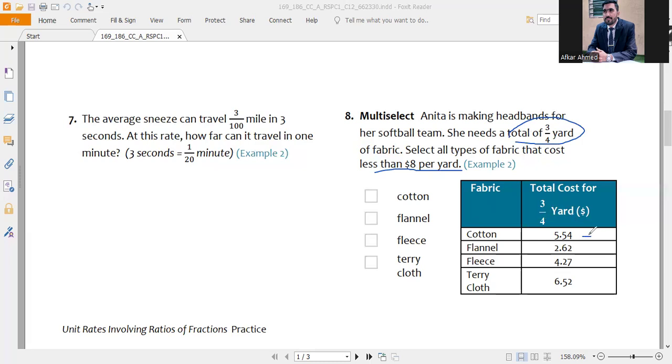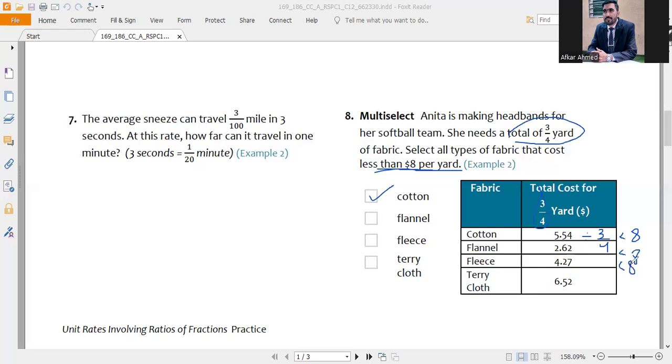Every time you will divide. For example, first for cotton, you will divide by 3 over 4. 3 over 4 basically means 0.75. If you divide it, you will find that the answer is less than 8, because he's saying select all the fabric that costs less than $8. So we can select cotton. Again, 2.62 divided by the same number, 3 over 4. If you divide it, you will find again the price is less than 8. Same if you divide 4.27 by 3.54, it will again be less than 8.